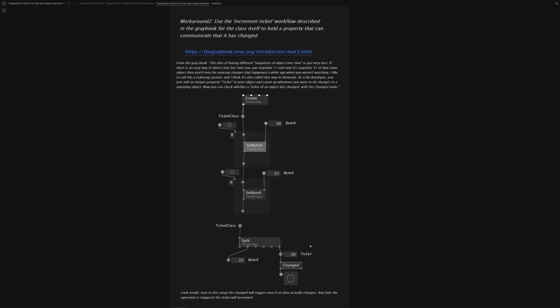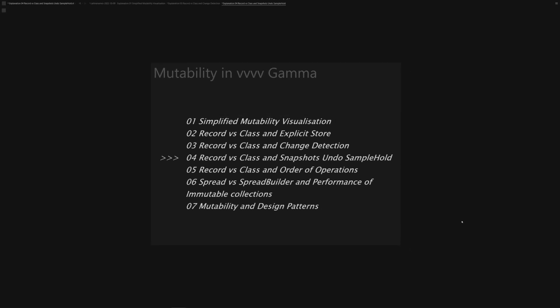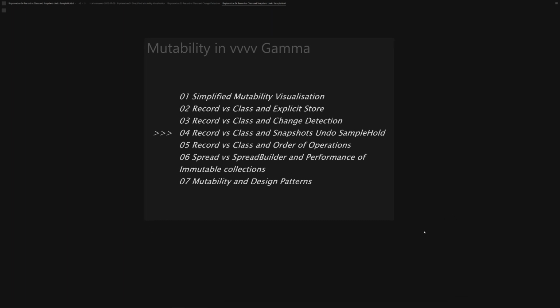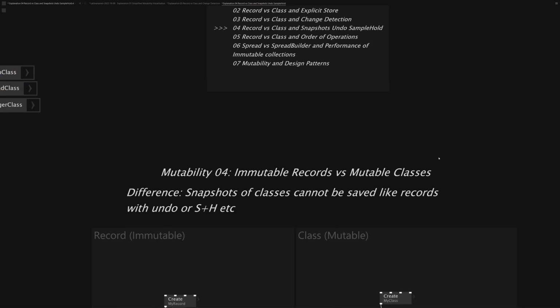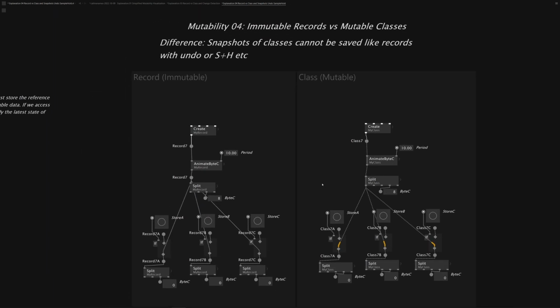We've made it to part 4 of this deep dive on mutability in V4 Gamma. Here is another difference between working with immutable records versus mutable class objects. Because updating a record creates a new copy, it's possible to take snapshots of these copies. This functionality is needed for nodes like sample and hold. Let's look at that in detail.